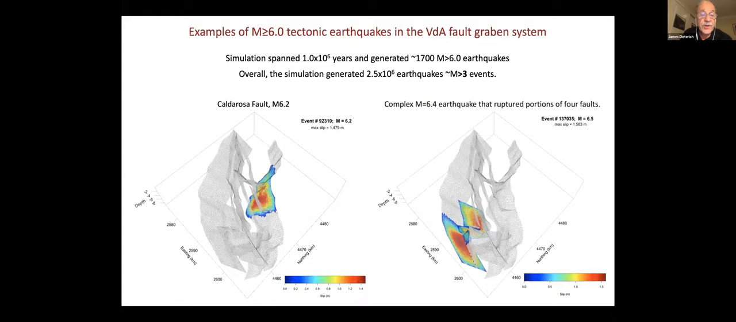First of all, we ran the simulation for a million years to generate good statistics, to sample all the possible states that might be reached under normal circumstances. So a million years, and the overall simulation had 2.5 million earthquakes. These are some examples of ruptures in the system here on the eastern boundary fault of this graben structure. And we also see, typically with RSQSim, sometimes very complex ruptures. Here's a rupture that involved four different faults.